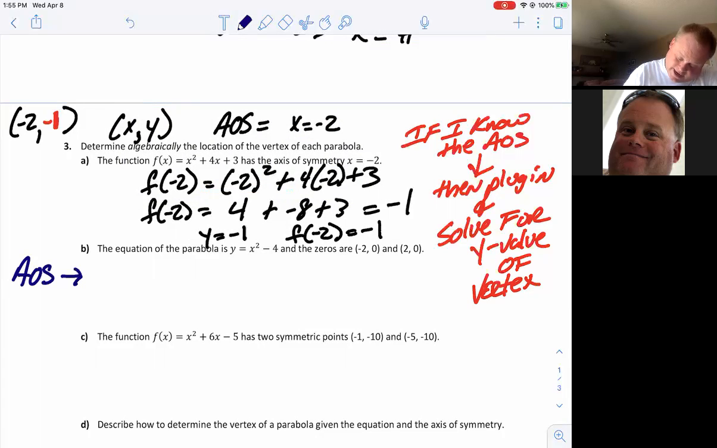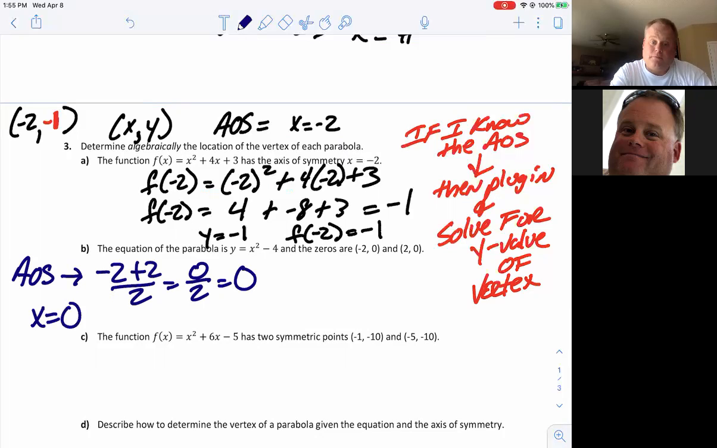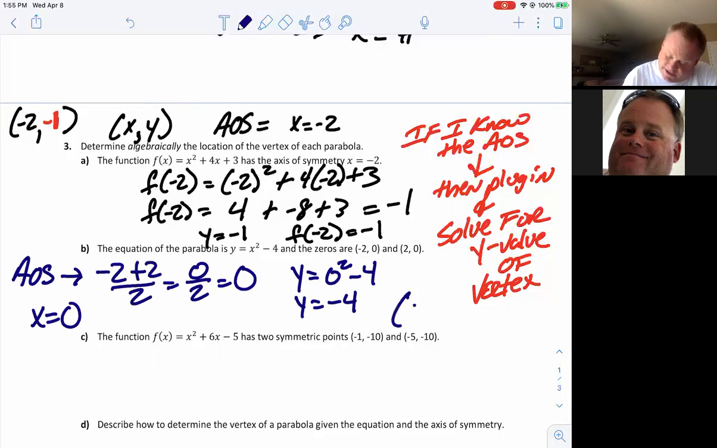So my axis of symmetry is going to be found by taking negative 2 plus 2 and dividing by 2. Well, that's 0 divided by 2, so that's 0. So I know that my axis of symmetry is x equals 0. So now I get to plug in and solve. So this is y equals 0 squared minus 4. So y equals negative 4, because 0 squared is 0, minus 4. So it's simply y equals negative 4. So I know my vertex here is (0, -4).